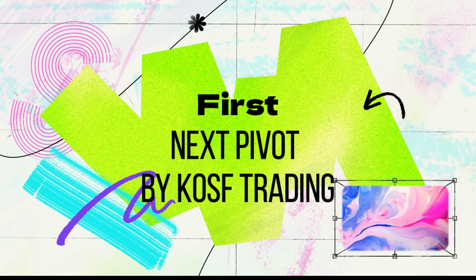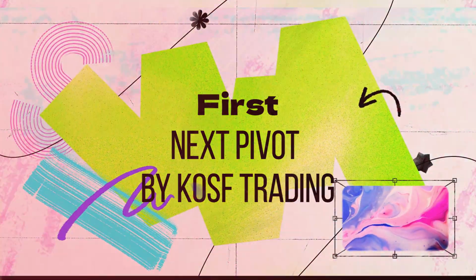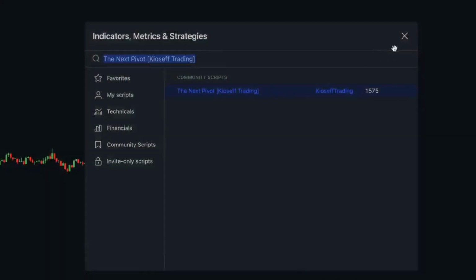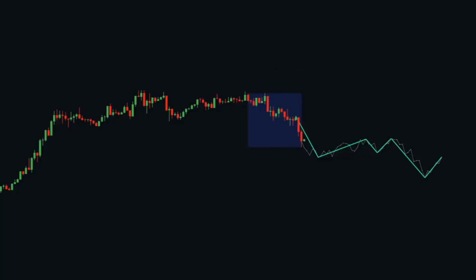This tool is called the Next Pivot by KOSF Trading. The Next Pivot by KOSF Trading is a comprehensive technical analysis indicator available on TradingView. This indicator is designed to help traders forecast future price movements by comparing historical price sequences with the current price sequence using various similarity measures. What this indicator can do is insane.